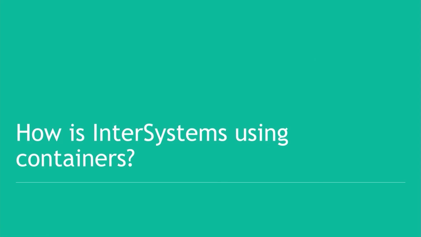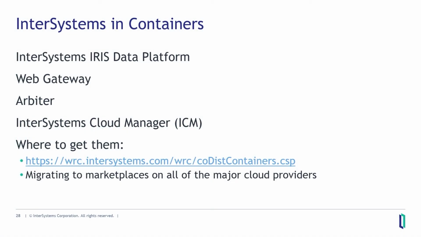Now, I want to touch briefly on how InterSystems is working with containers so far, although you're going to hear a lot more about that later today from some of the other presenters. So far, this is what InterSystems has in containers. The InterSystems IRIS data platform and all future versions of it will be available in containers in addition to the current distribution methods. We also have some of our add-on utilities like the Web Gateway, the Arbiter, and the InterSystems Cloud Manager, which is our cloud orchestrator tool, also available as independent containers.